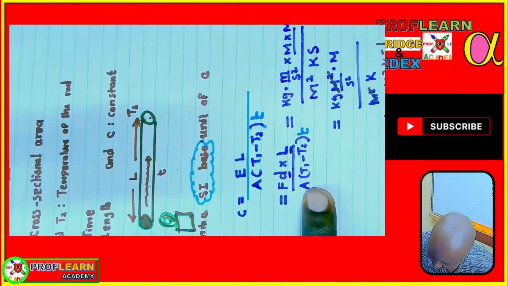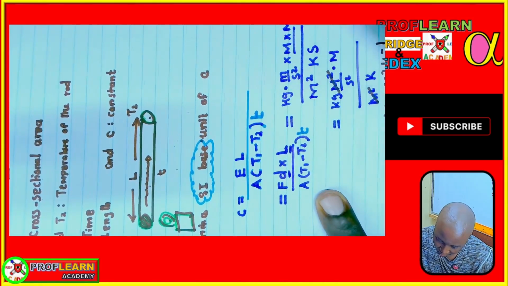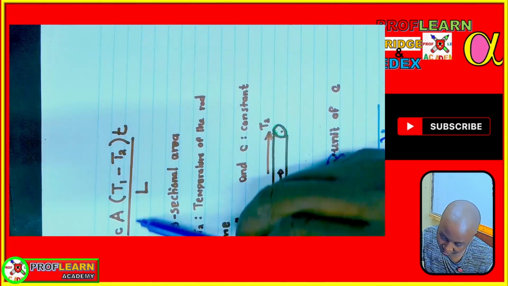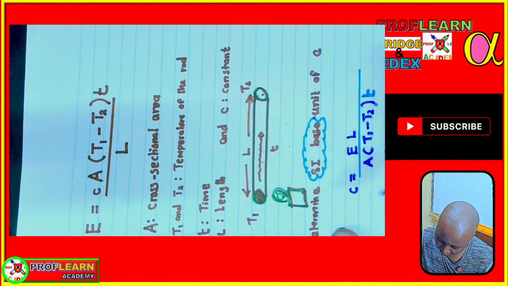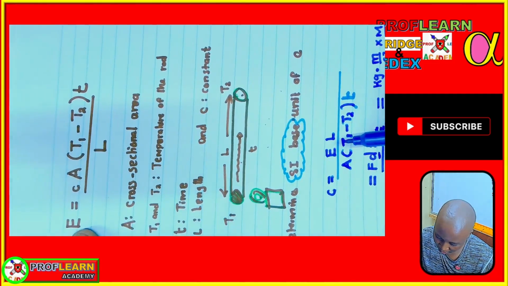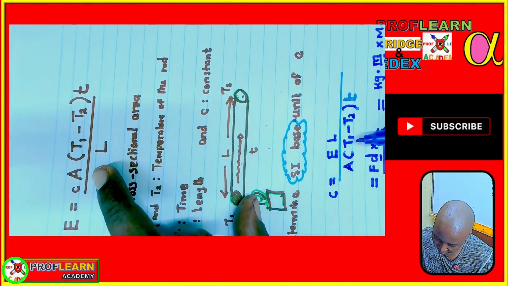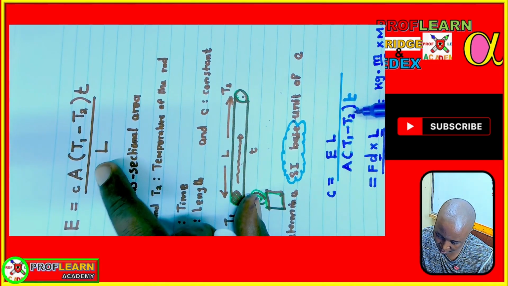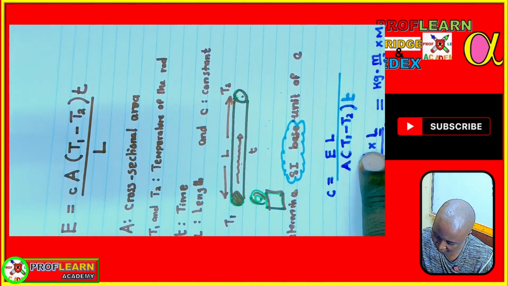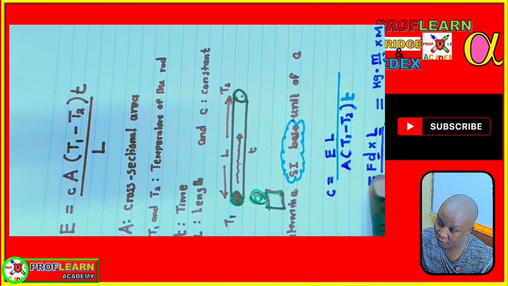The time is in seconds, the unit for time in second, because of the cross-section area. We have made C the subject of the formula, and that is going to be EL, which is energy times length, over cross-section area times temperature 1 minus temperature 2, in brackets, times t. So we are going to substitute the units, because we have said energy is equal to the rate of doing work.